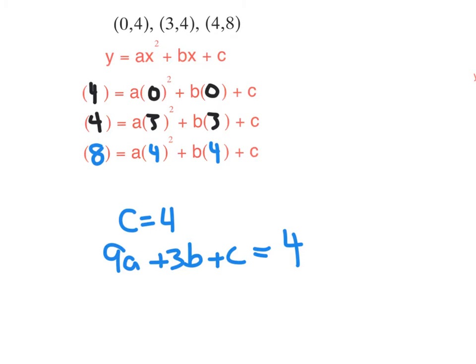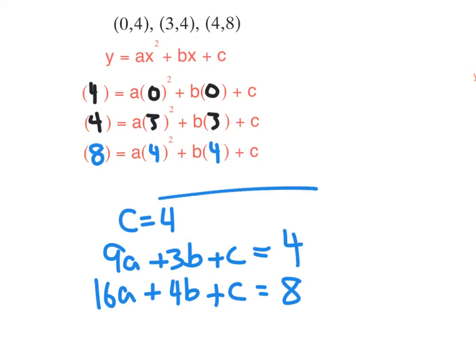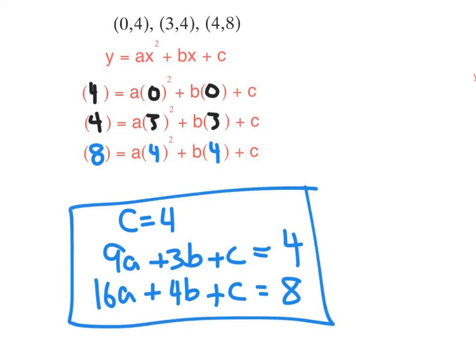Let's move on to the third equation. You're going to have 4 squared, which is 16. So I'm going to have 16a plus 4 times b is 4b, and then the plus c, and then the equal sign, and we're going to put that equals 8 on the other side, equals 8. Okay, so we have technically a 3 by 3 system, even though one of the equations is already providing us an answer. Okay?